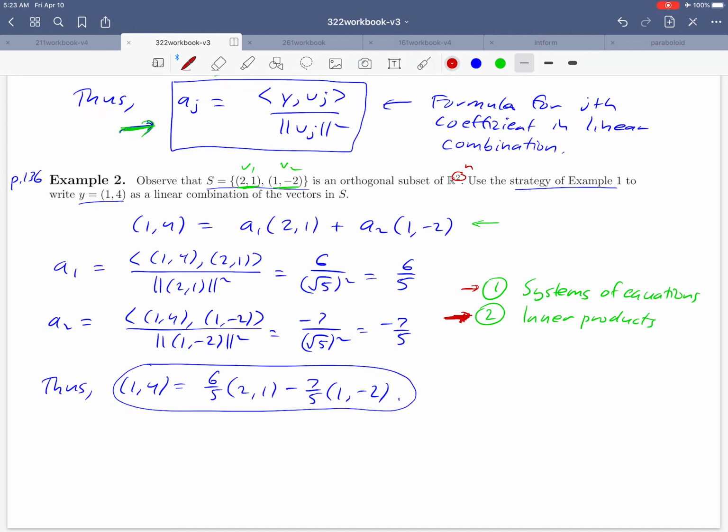And I'll leave you with one thought. To be able to use method 2, we need an orthogonal subset, so that's why it's so important to be able to find an orthogonal subset. And a lot of the rest of the section will address that problem. How do we do that? How do we come up with an orthogonal subset?